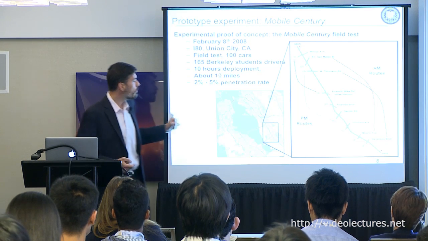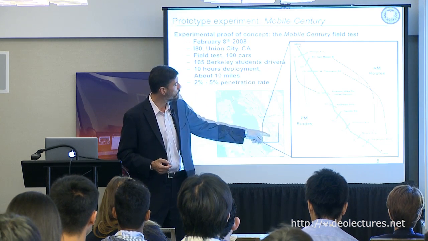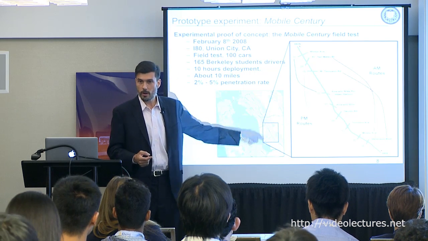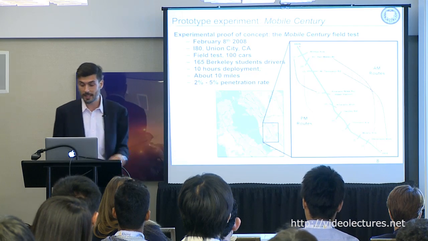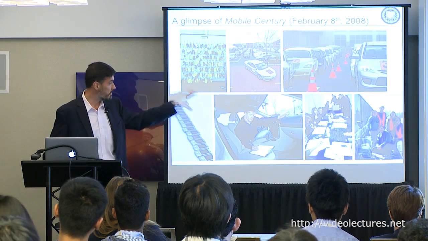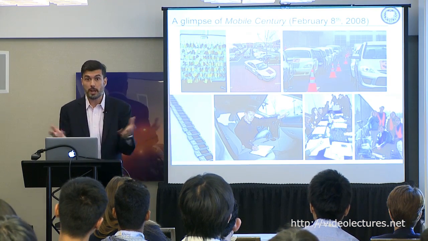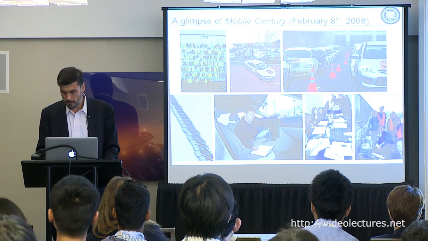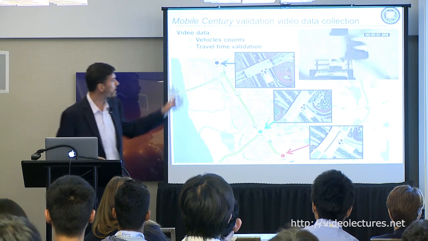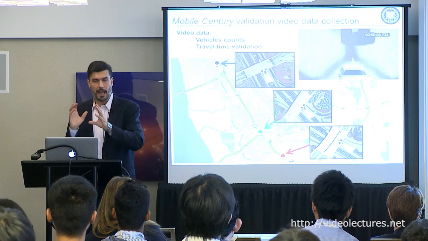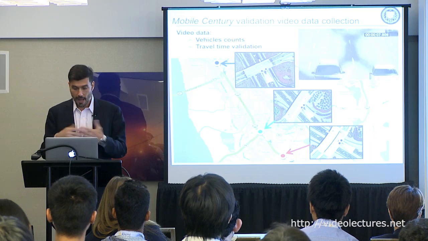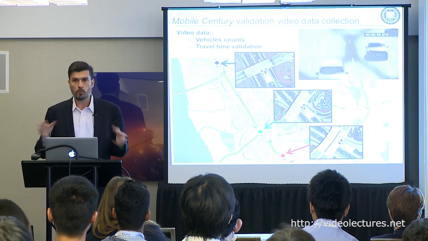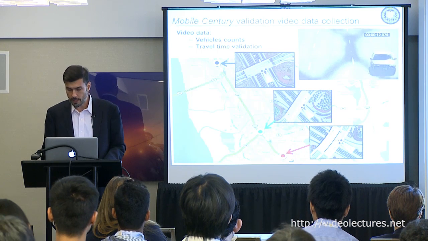And to do that, what we did is we hired 200 students and asked them to drive cars around 10 miles of freeway back and forth, each of them carrying a phone. I mean, remember, this is 2008, and they were sending data to a real-time center that was trying to show it in real time. We placed a bunch of teams on bridges to film everything with cameras, so we'd have a completely different source of data with every possible vehicle, to be used later for purposes of validation.